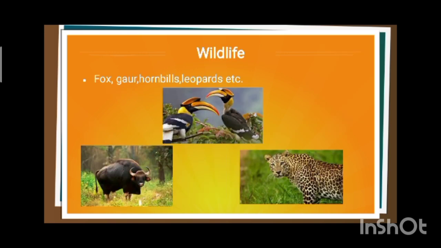The wildlife of this region is most commonly seen: tigers, leopards, gaur, foxes, hornbills, sloth bears, langurs, and deer can be found in the tropical deciduous forest easily.